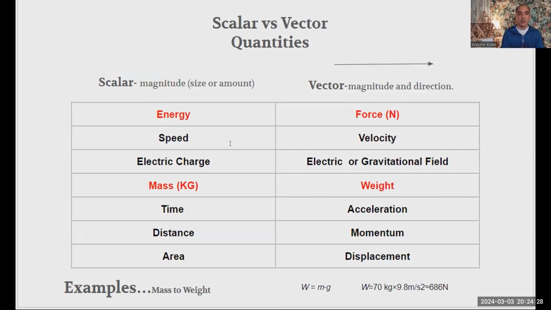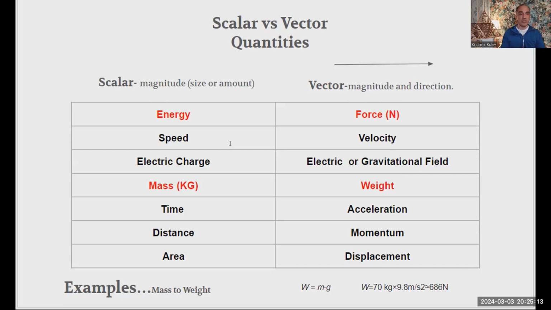So it is very important, when we're talking about forces, to understand the difference between scalar and vector quantities. Scalar quantities are those that have magnitude and do not have a direction. They have size and amount, like energy, speed, electric charge, mass, time, distance, area. On the other side, vector quantities always have a specific direction. That's why vector quantities usually have arrows which point in the direction where they go.